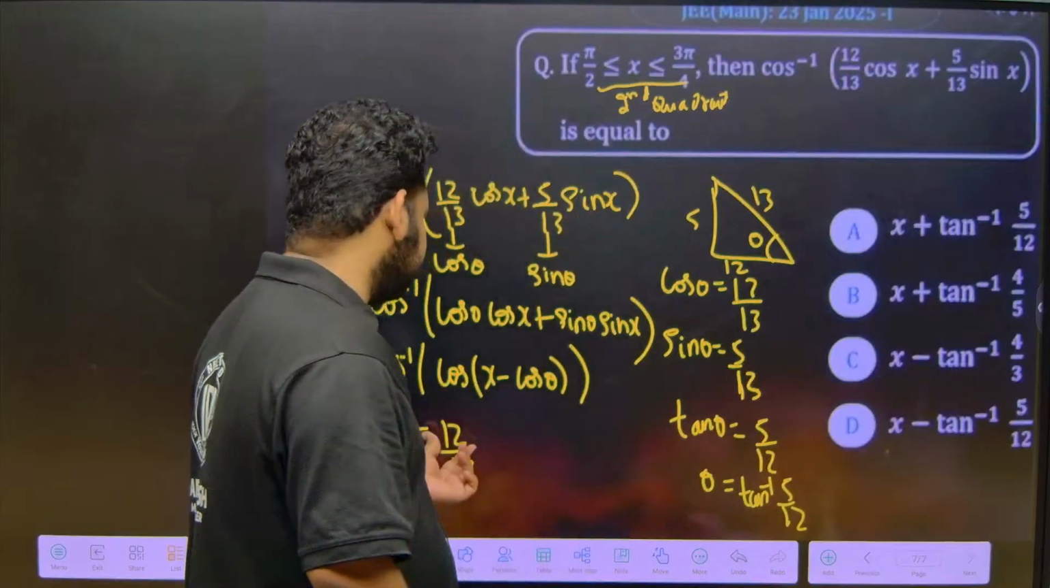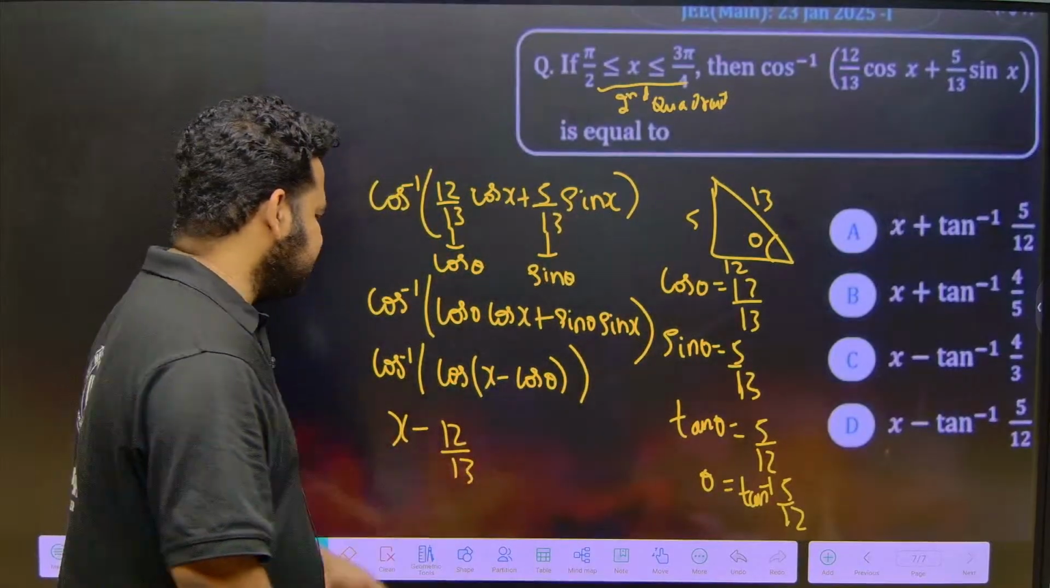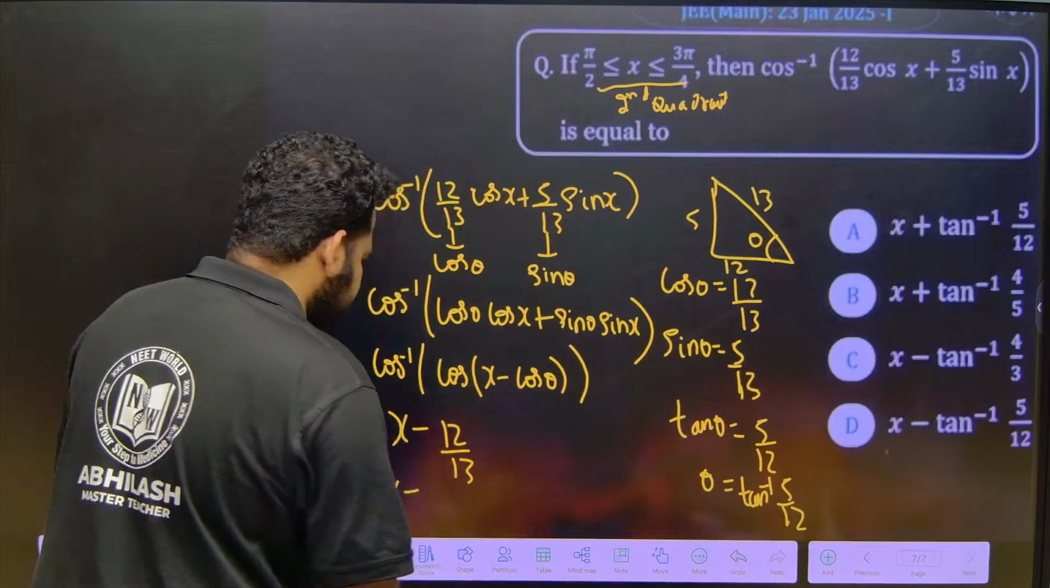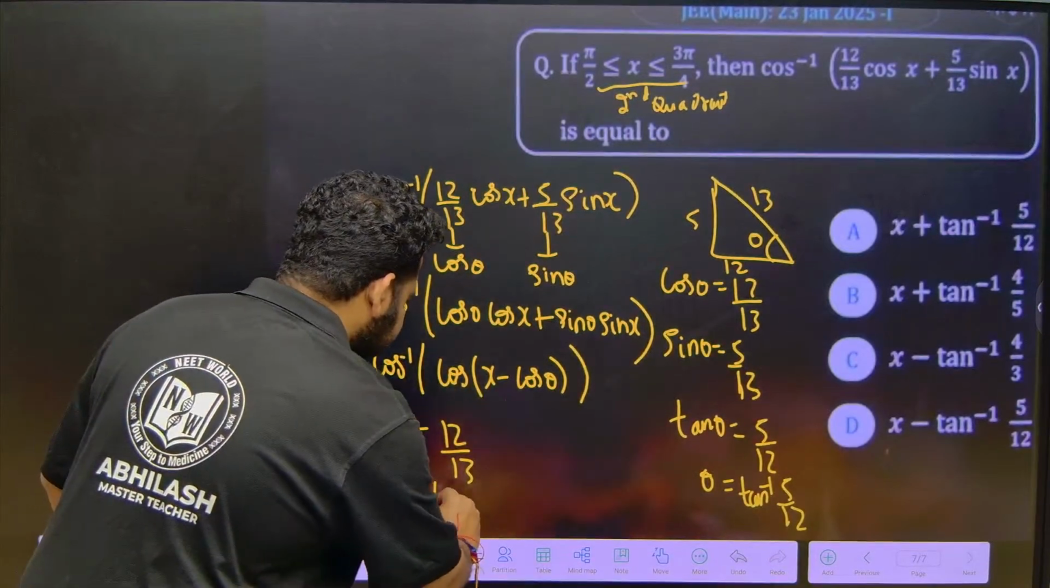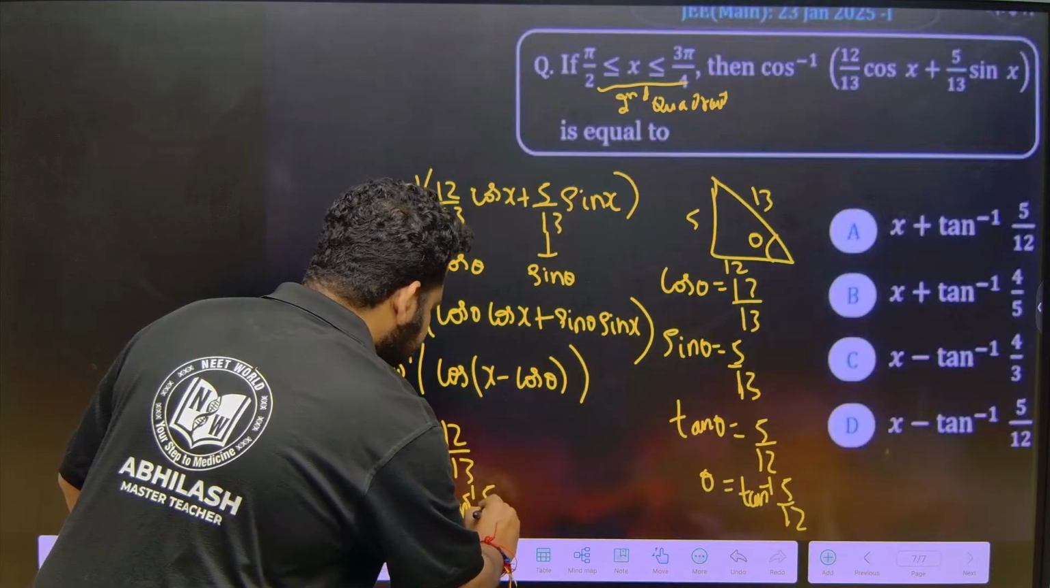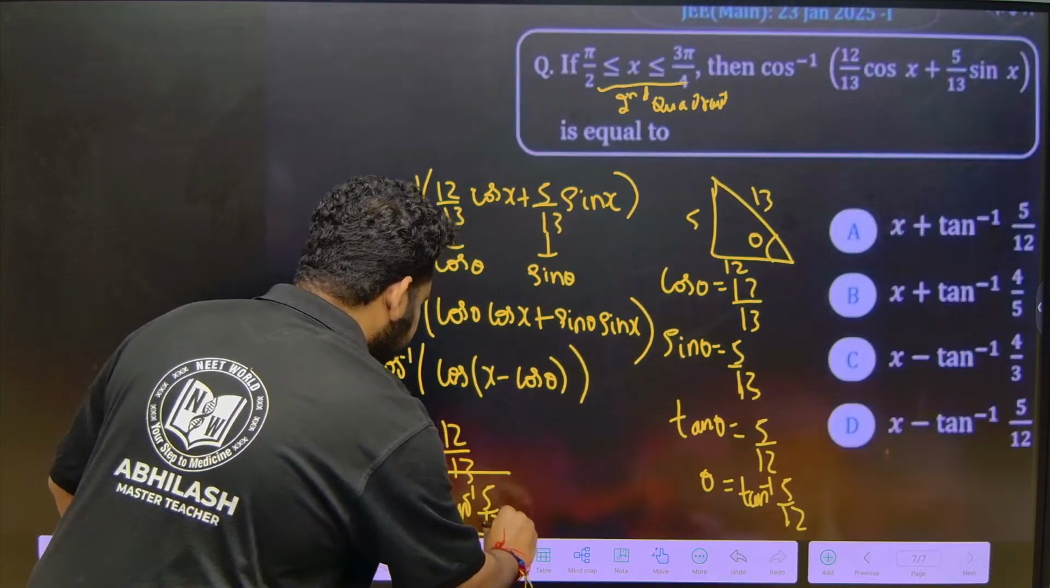Okay, if I want it in terms of tan, I can write it as x minus theta. So in terms of tan, this will become x minus tan inverse of 5 by 12. Okay, this is what we get.